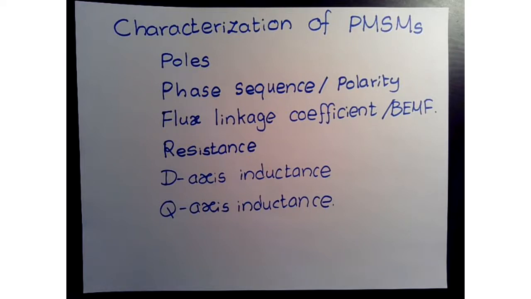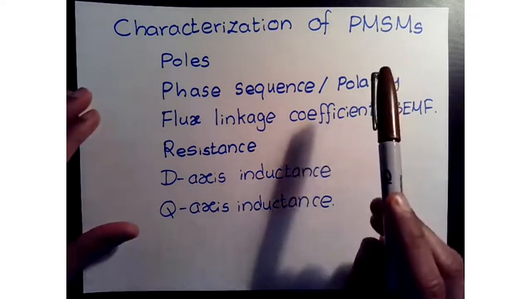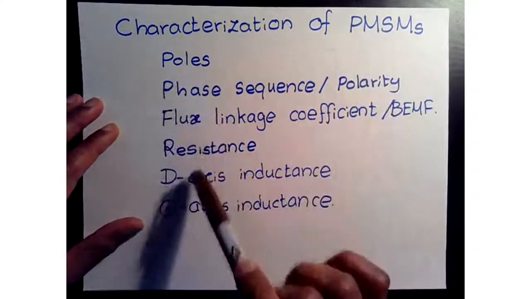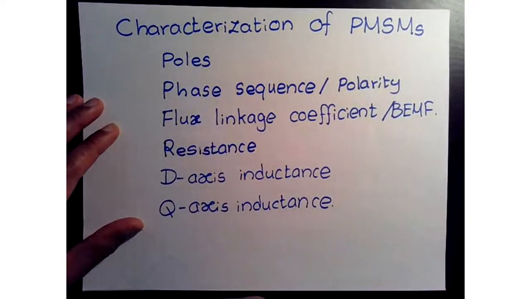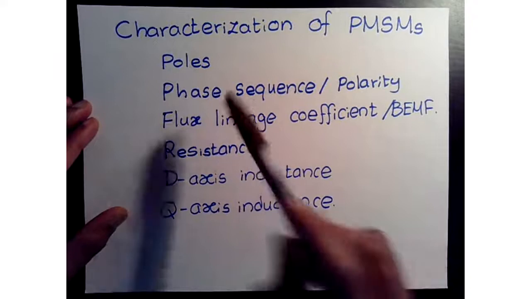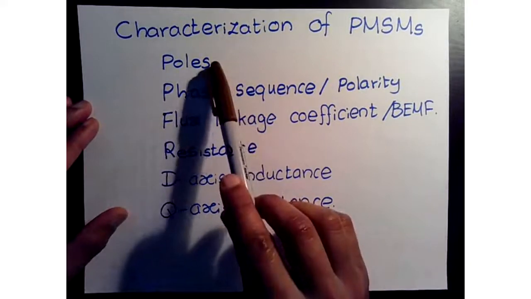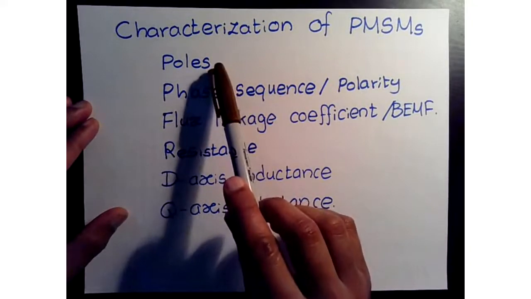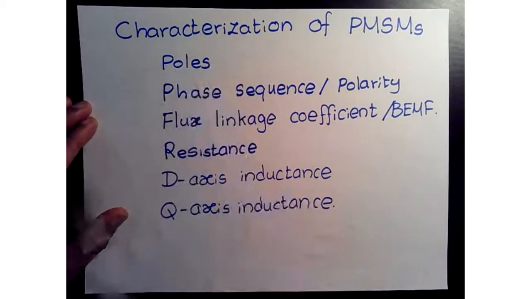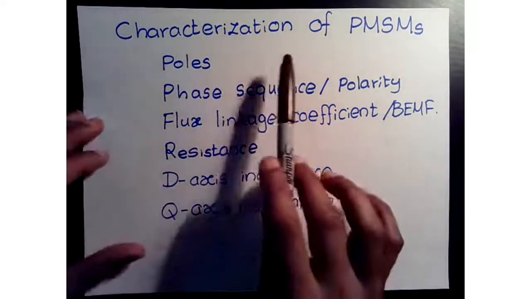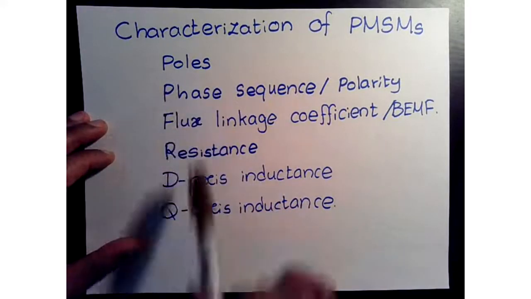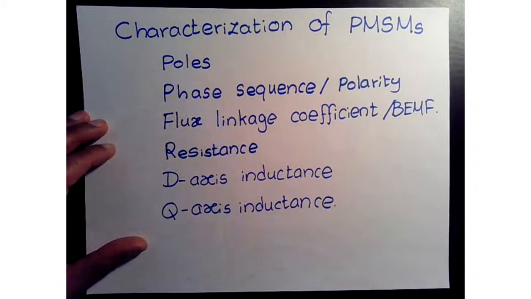Okay. Now, when it comes to permanent magnet synchronous machine, there are a few things that we need to go through to determine or fully understand the machine. First of them is the number of poles. We reviewed that. We went through that last time. So if you want to go back and check that video, feel free to do that. And the next few items we'll try to cover in this lecture.